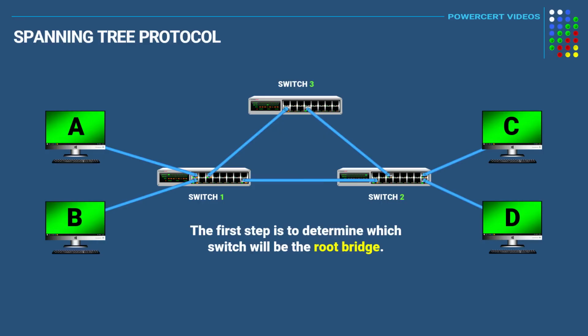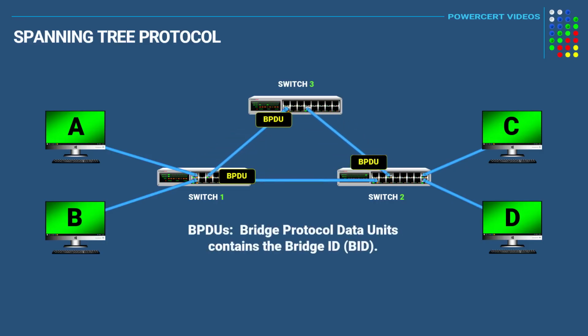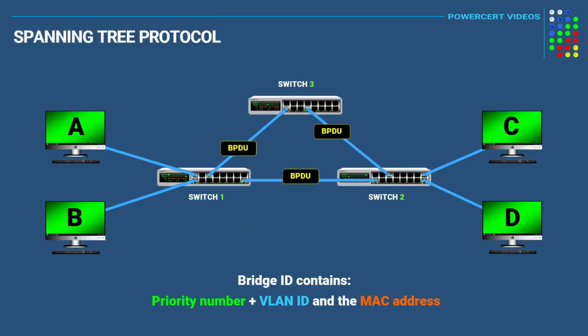The root bridge will be considered the most important switch, and the way it determines this is by having all the switches talk to each other. And they do this by sending out messages called BPDUs, or Bridge Protocol Data Units, out on the network. These units contain information called the BID, or Bridge ID. The Bridge ID consists of the switch's priority number plus the VLAN number along with its MAC address. And STP uses the bridge ID to determine which switch will be the root bridge.